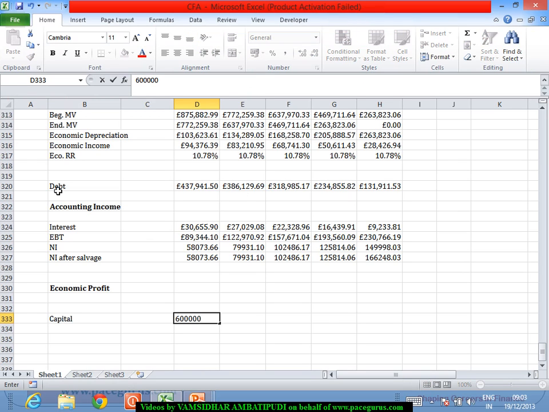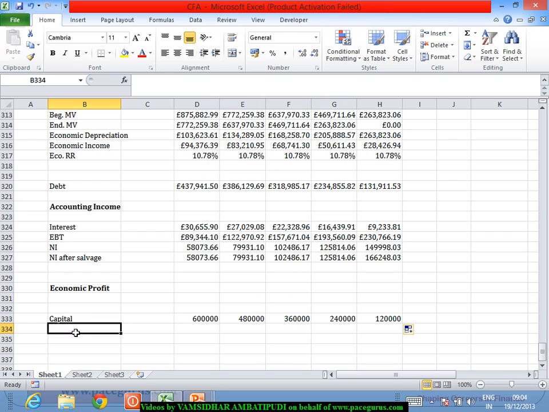The capital in this particular period is 600, and because we are depreciating it at the rate of 120, because the initial investment is 600,000 and I am depreciating it by 120. So in each of the years my capital is getting reduced by 120,000 by the amount of depreciation. So this is what will become my initial capital for each of the years.